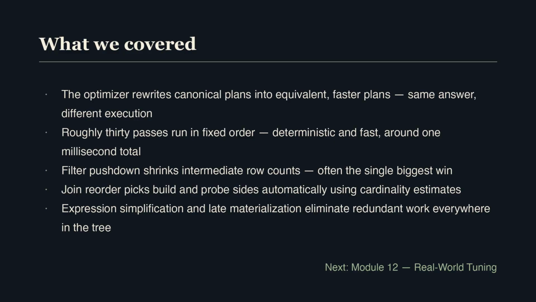Join order picks build and probe sides automatically using cardinality estimates. Expression simplification folds away constants, casts, and identity arithmetic. Late materialization splits wide order by plus limit queries into a narrow sort phase and a wide row-ID fetch. You can disable individual passes with set disabled optimizers, which is invaluable when you want to see exactly what one pass is doing. Next up, Module 12, Real World Tuning.